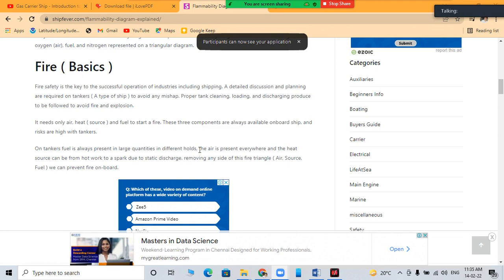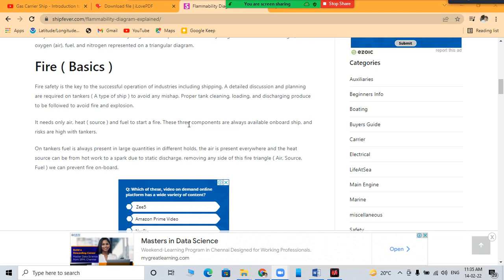When you remove any source, at that time you can protect against the fire. Also, when you remove the air, how can we remove the air? We can cut off the air supply and minimize the presence of air. When we cut off any supply of air into the tank, at that time we can protect the cargo from catching fire.